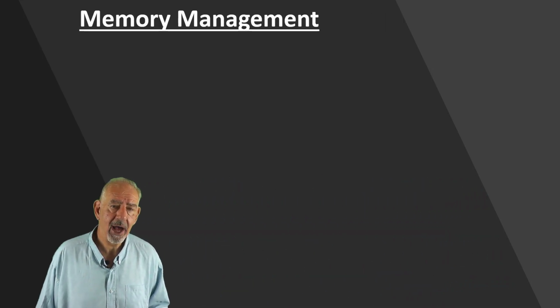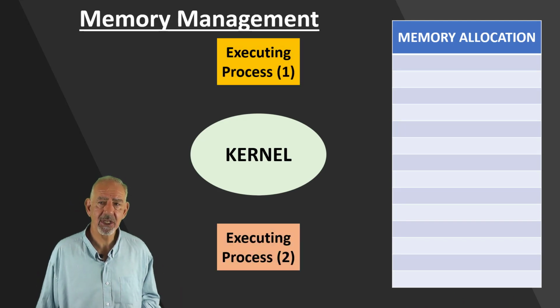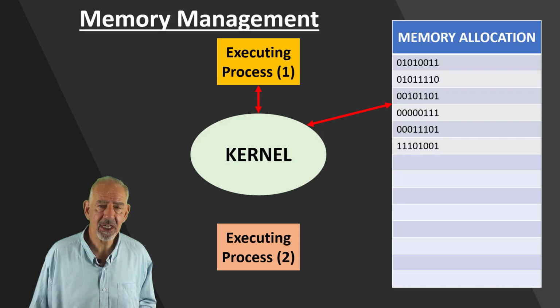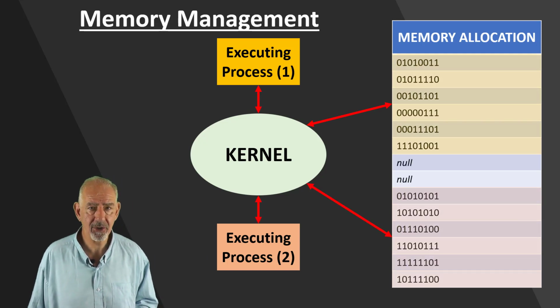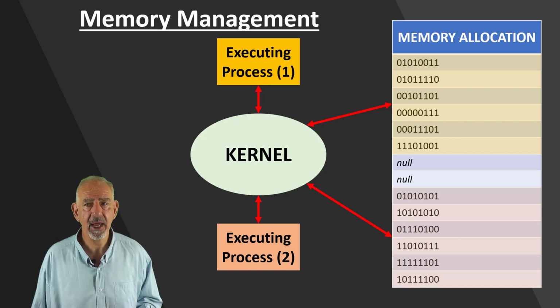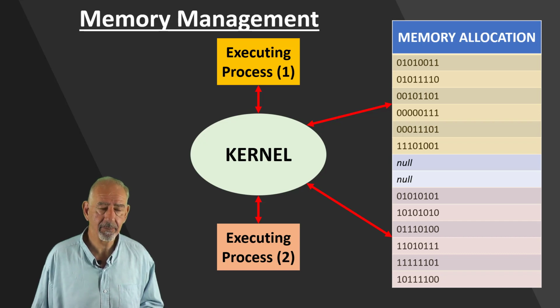So here we go, an example of memory management. We've got two executing processes, and we have them talking to the kernel, and as you can see, the kernel will then assign certain parts of the memory to those two processes, and they will have their own parts of memory that they can work in, and the operating system will actually deal with that.